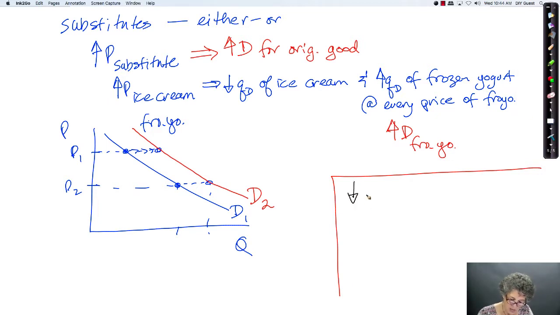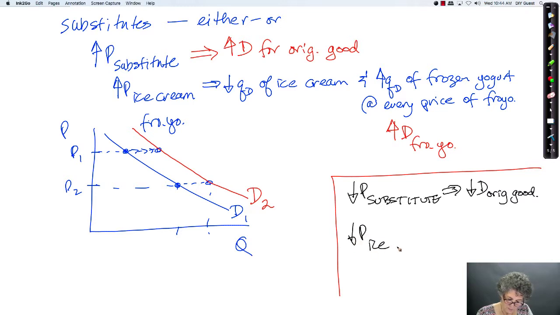So the decrease in the price of the substitute would have the opposite effect. The decrease in the price of the substitute would lead to a decrease in the demand for the original good. So for instance, if there's a decrease in the price of ice cream, we're going to buy more ice cream, and so it's going to decrease the demand for frozen yogurt. Good? Good. Happy. Okay.